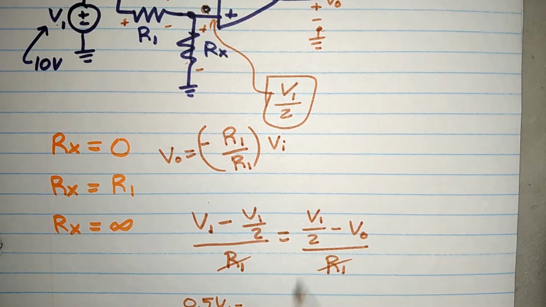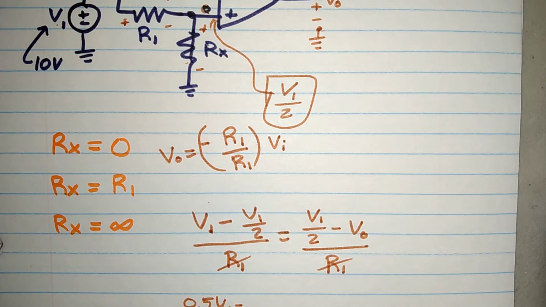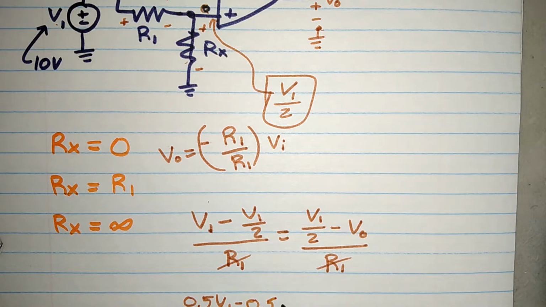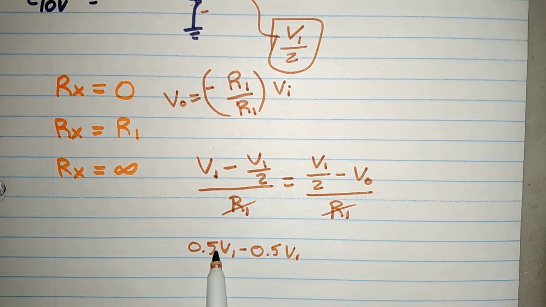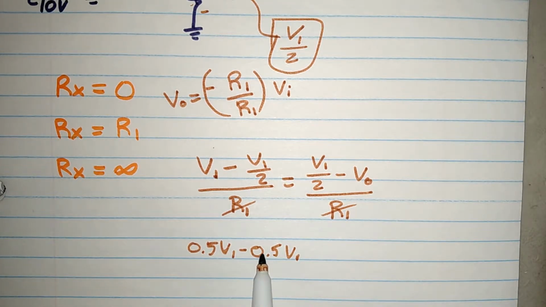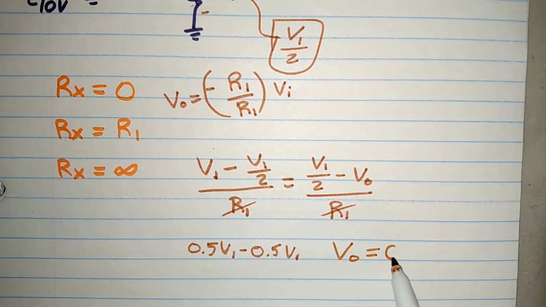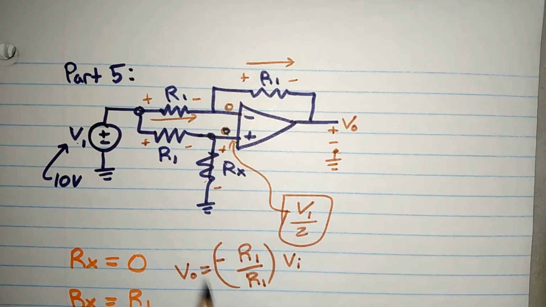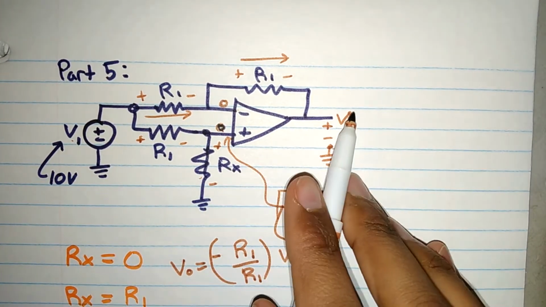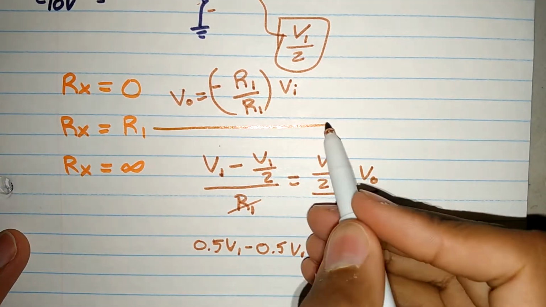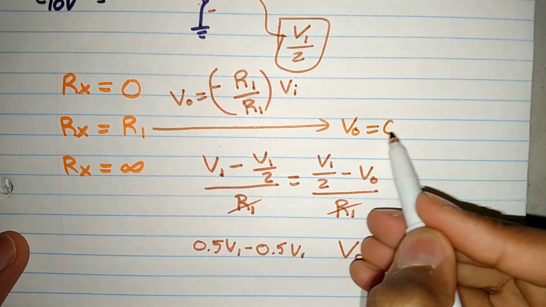Minus a half of V input, which would be equal to minus another half of V input. And so what happens? They cancel out, which means V out is equal to 0 volts. If I make them equal, there will not be any output voltage. So as you can see here, V out is equal to 0 volts.